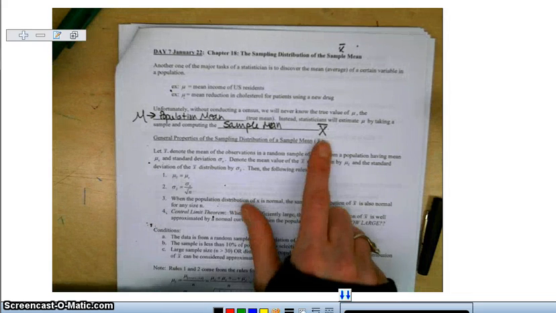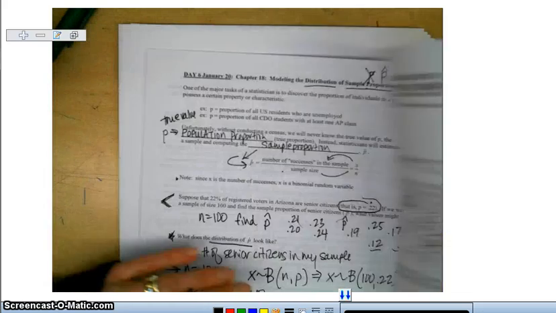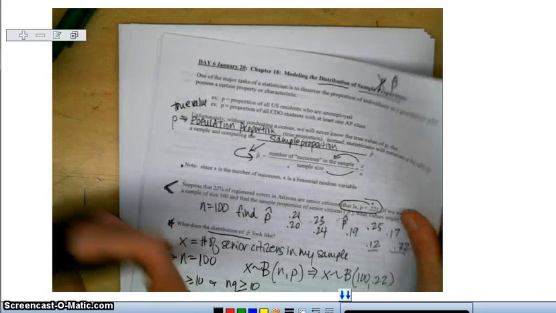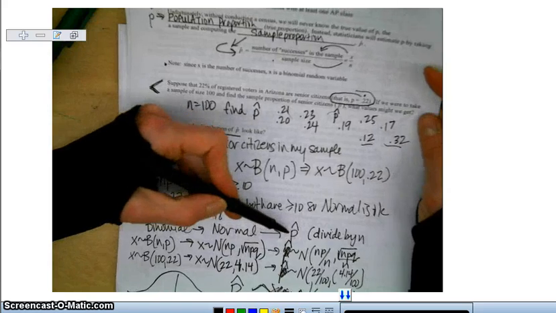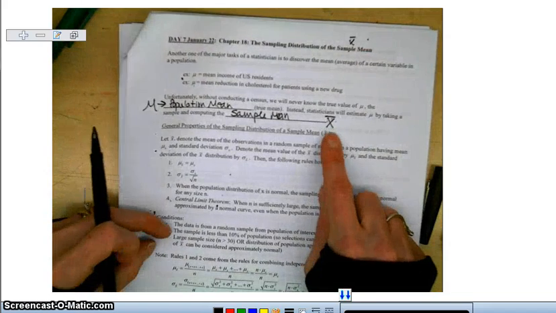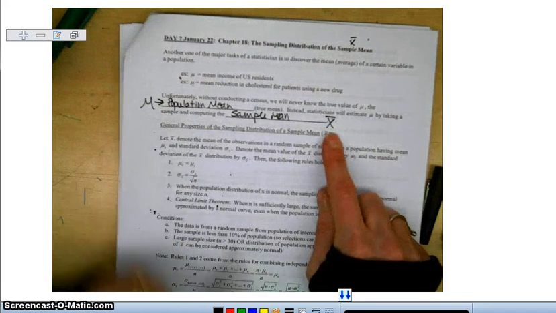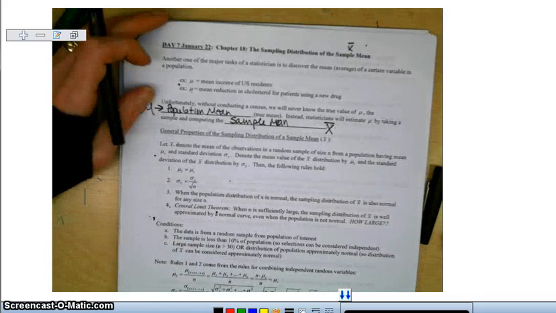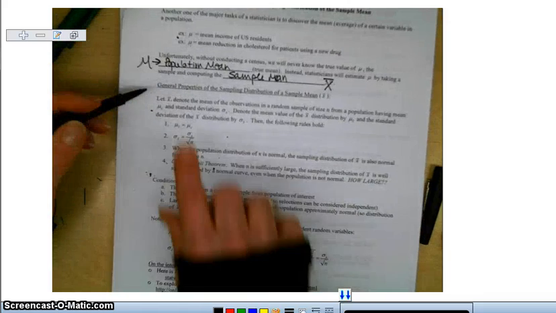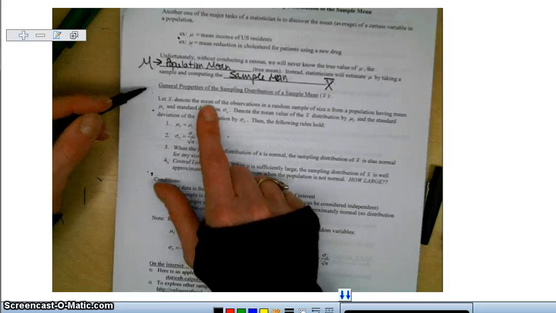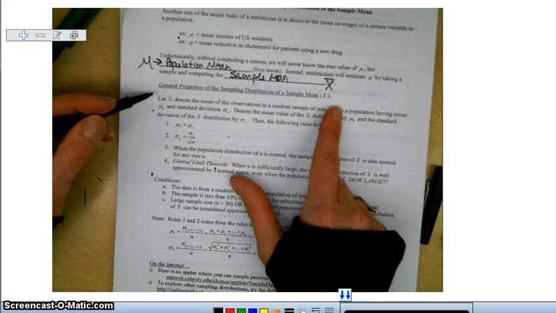Now last time, if we look back at the notes, everything was dealing with p hat. We found the sampling distribution of p hat, which we could represent as a normal model. Today we're finding the sampling distribution of X bar, and we're going to use a normal model after we check conditions. So here are the general properties of the sampling distribution of a sample mean.